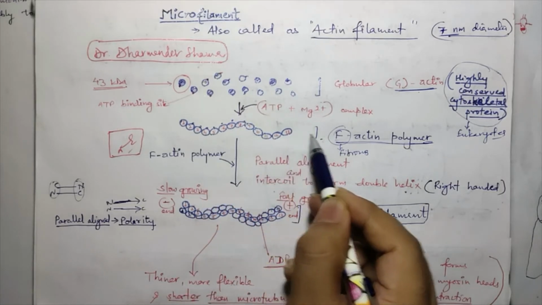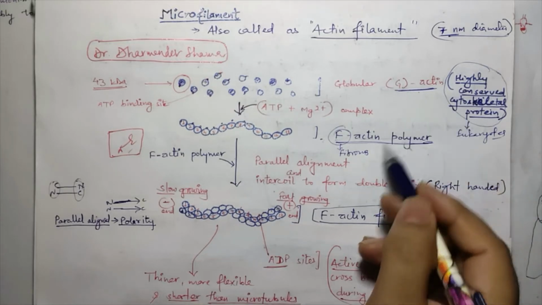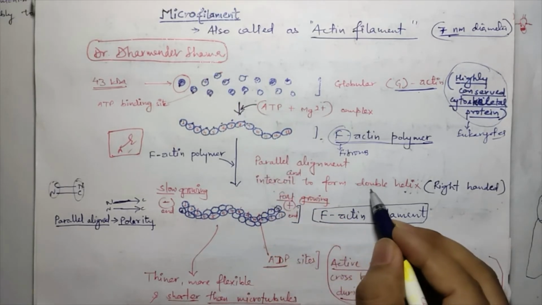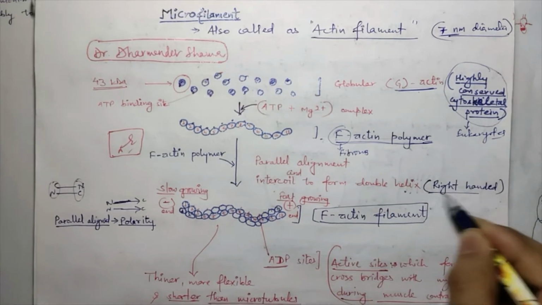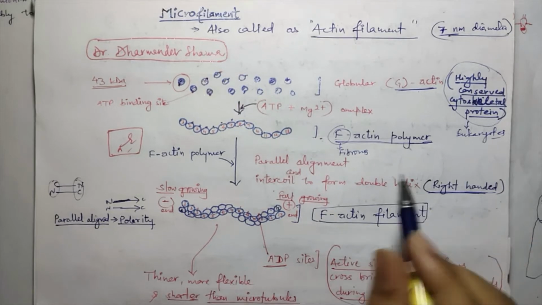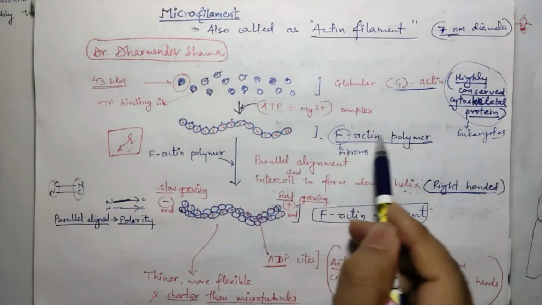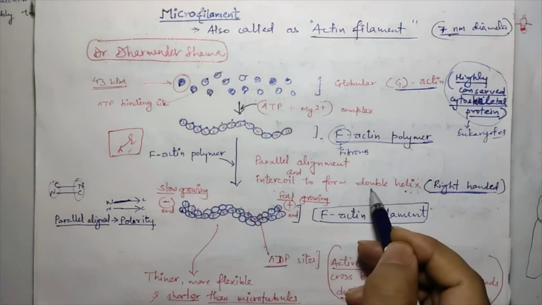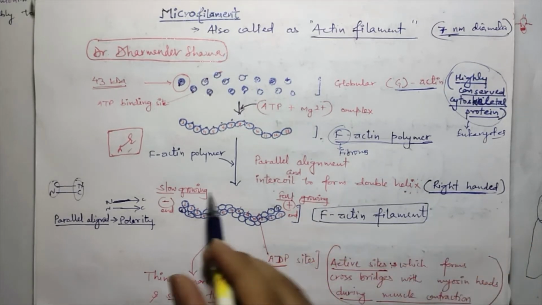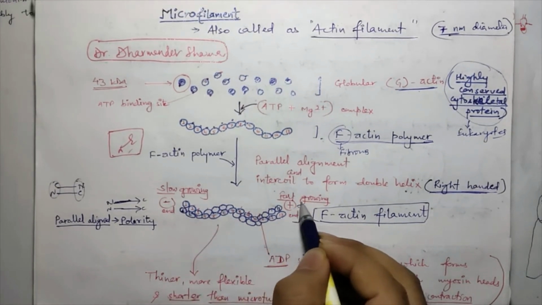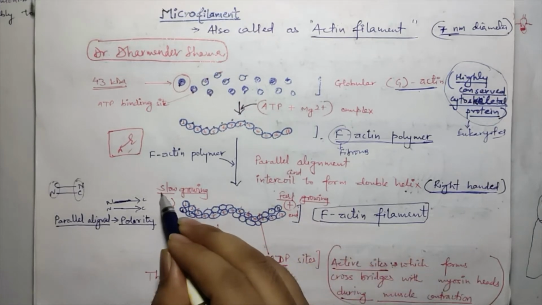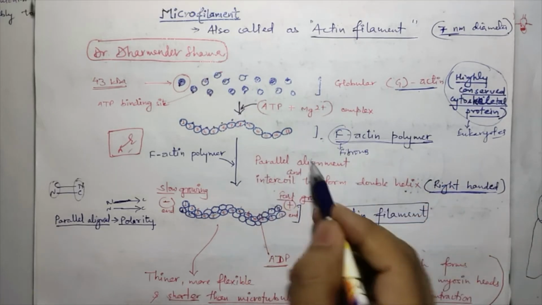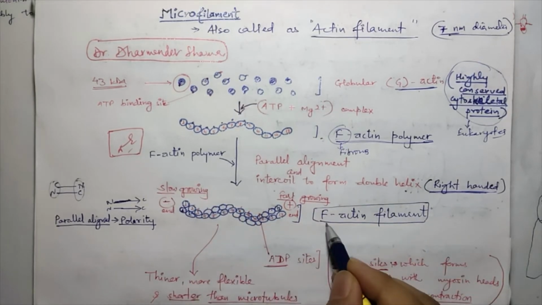This is 13. Now these F-actin polymers intercoil around each other in a parallel way to form a double helical structure, and that helical structure is a right-handed helix. The important thing to note here is that these F-actin polymers are parallelly aligned and intercoiled to form a right-handed double helical structure, where plus, the fast growing end, and minus, the slow growing end, are observed. And when this F-actin polymer intercoils with another F-actin polymer, they form an F-actin filament.